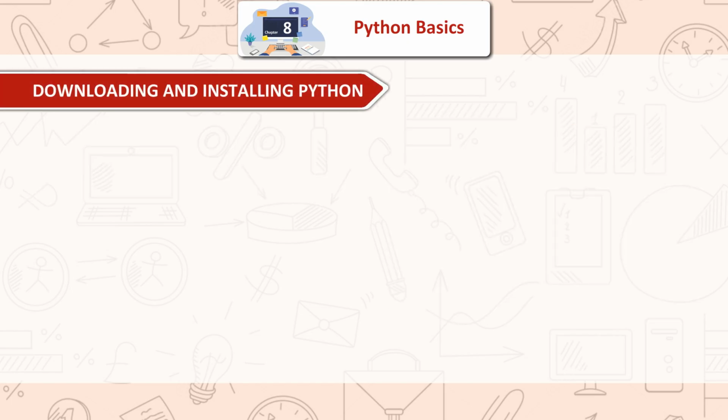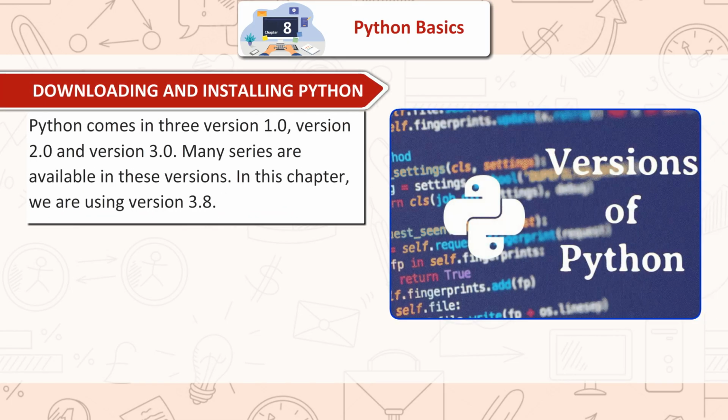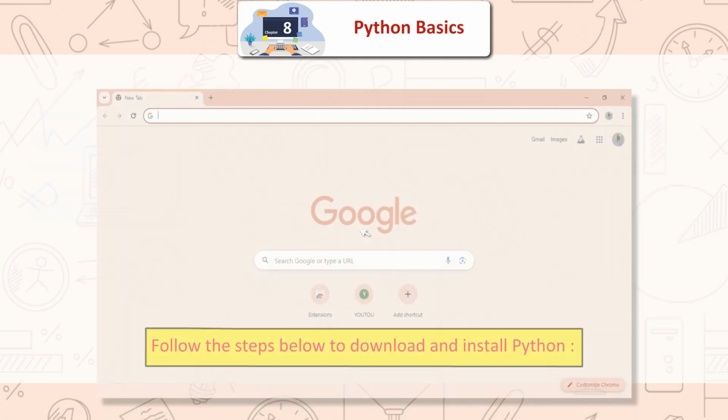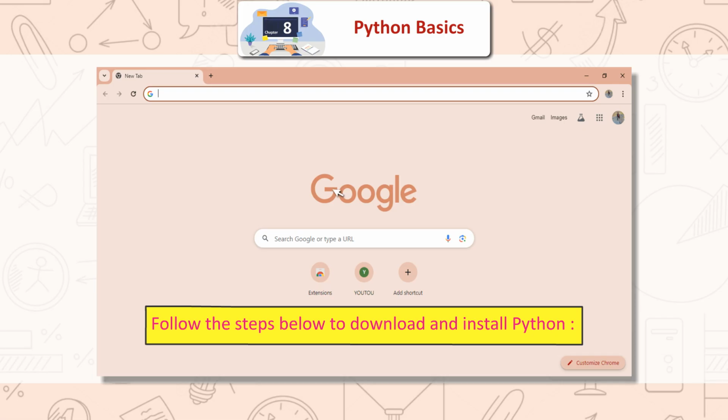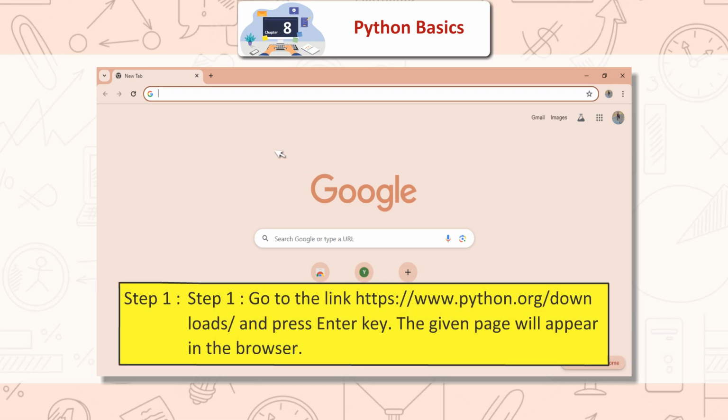Downloading and installing Python. Python comes in three versions: version 1.0, version 2.0 and version 3.0. Many series are available in these versions. In this chapter, we are using version 3.8. Follow the steps below to download and install Python. Step 1. Go to the link.